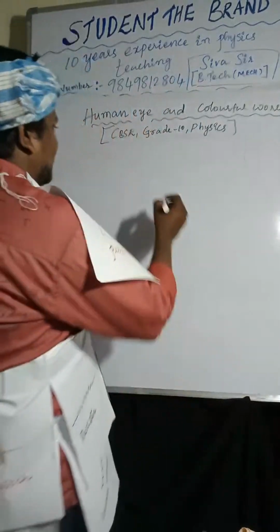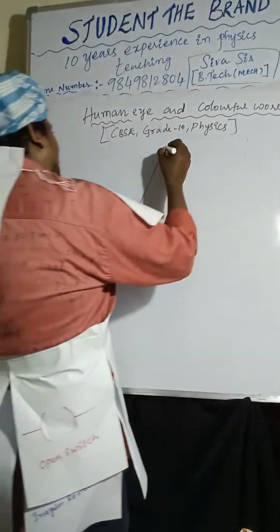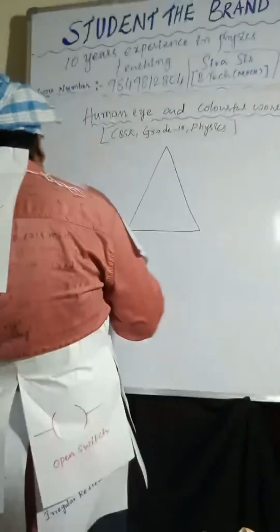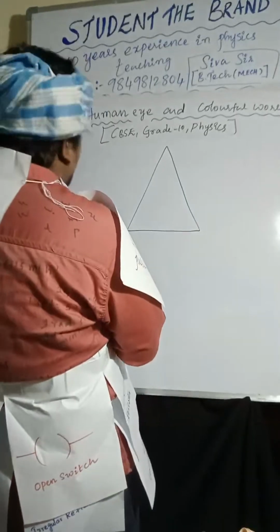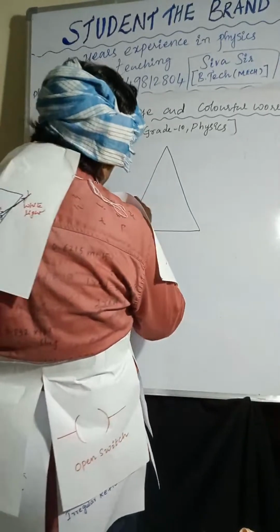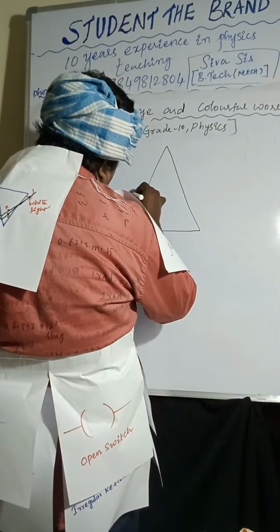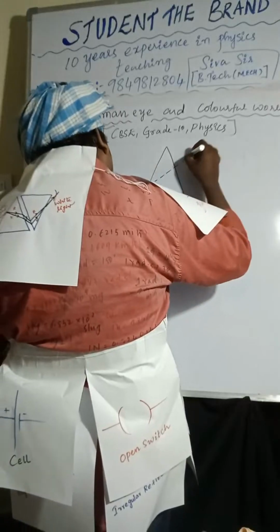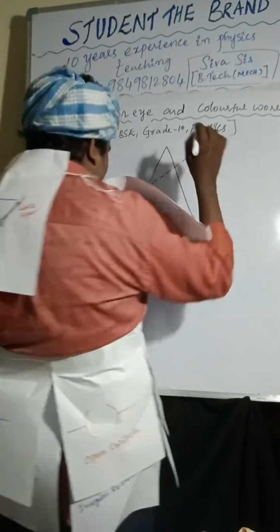So I'm taking the prism like this. One light ray I'm considering here. So this is the incident ray. We are extending this incident ray.